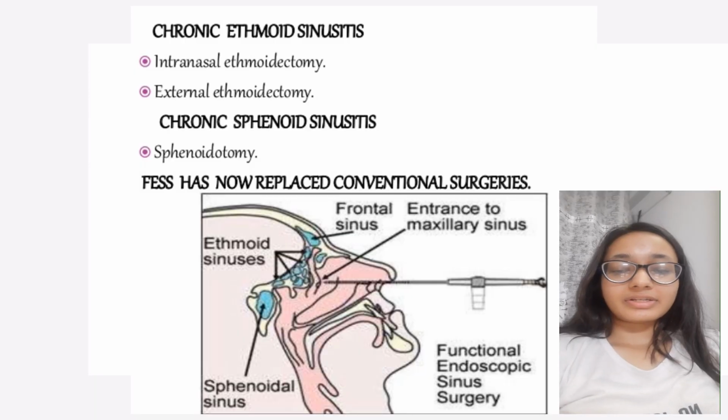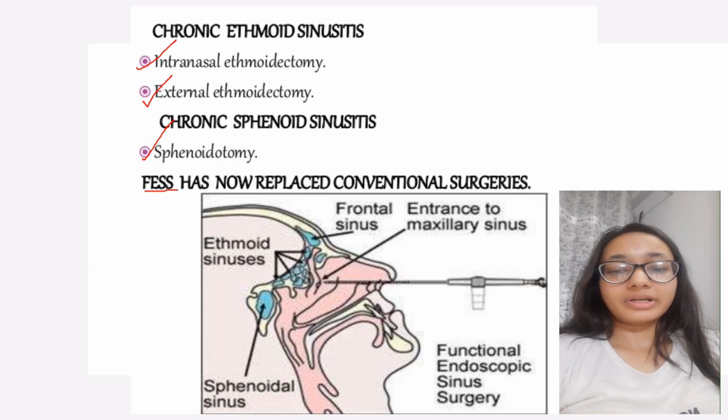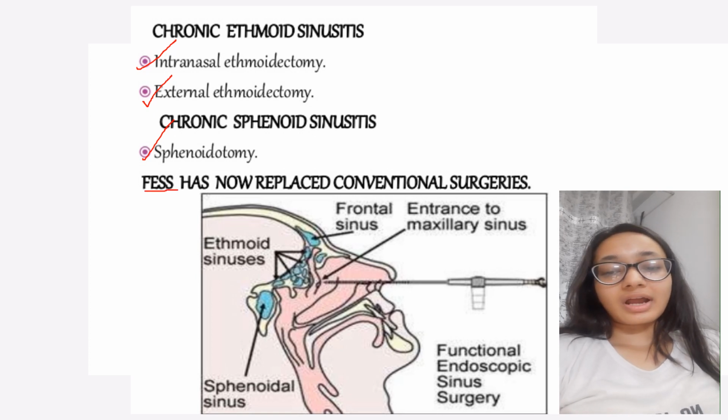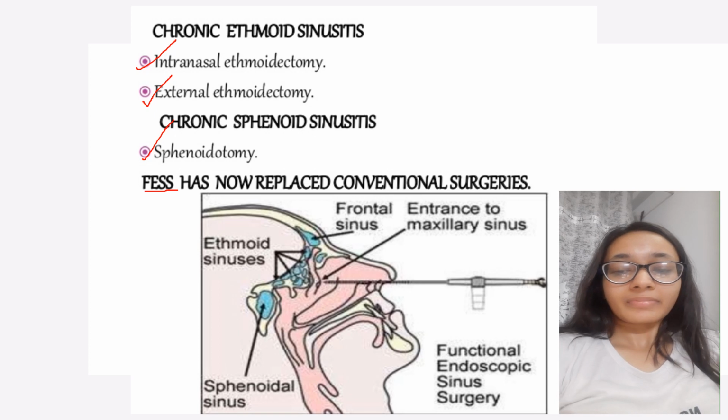Ethmoidal sinusitis. In this, we do external ethmoidectomy or intranasal ethmoidectomy, whereas in chronic sphenoid sinusitis, we do sphenoidectomy. Now we come to a very important procedure, that is FESS. It is very commonly used nowadays, and many questions are asked from this FESS topic. Now, what is FESS? FESS is functional endoscopic sinus surgery.